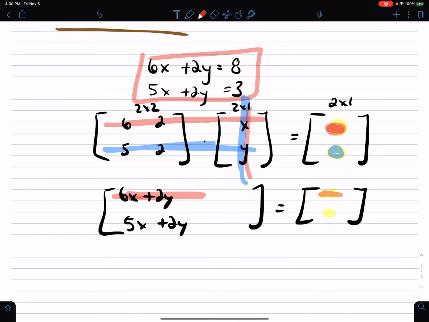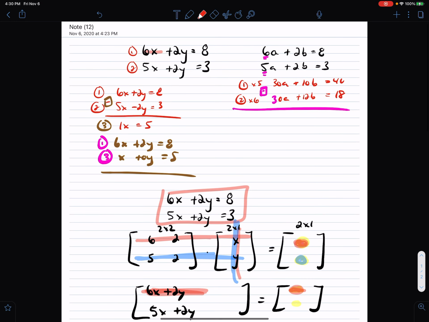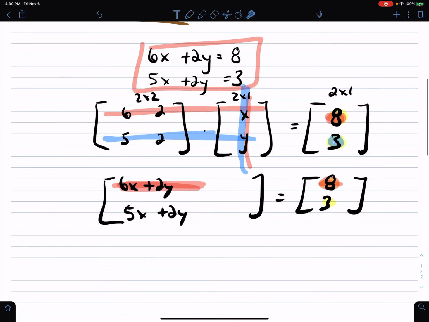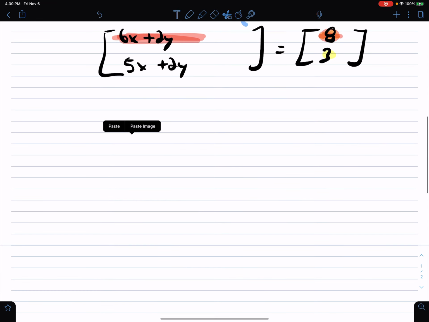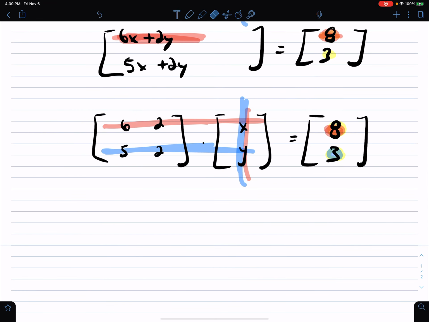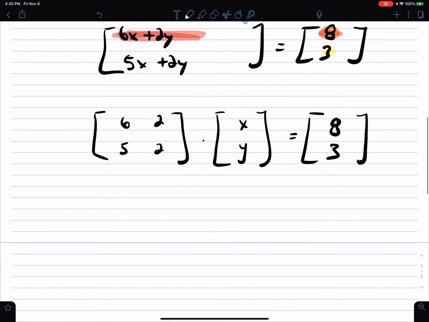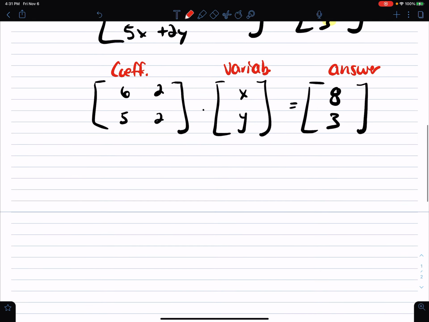So if the element in row 1, column 1 is supposed to be the same as this, well, we know that this element is 8. So I could say this was 8, and then likewise, that bottom element should be 3. So what we can do is take a system of equations and write it using matrices. Now that's important because in general what we've done is create this matrix. One of them holds our coefficients, one of them holds our variables, which I'm abbreviating, and one of them holds the answers.